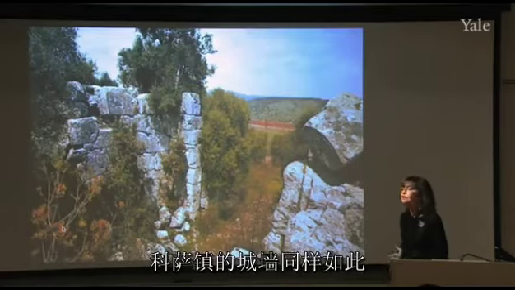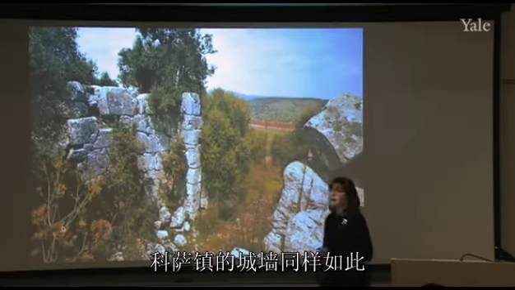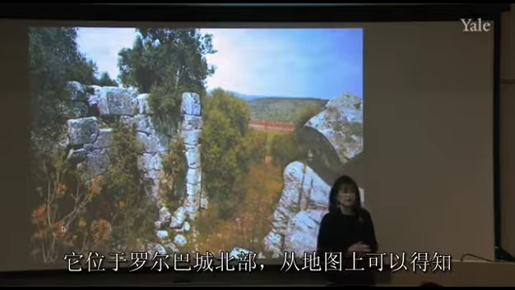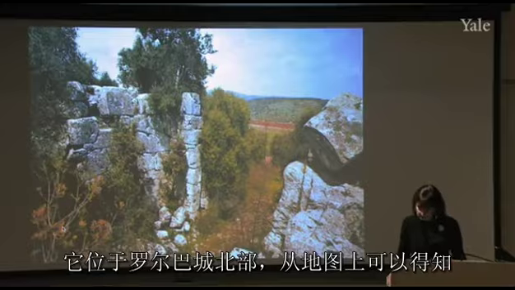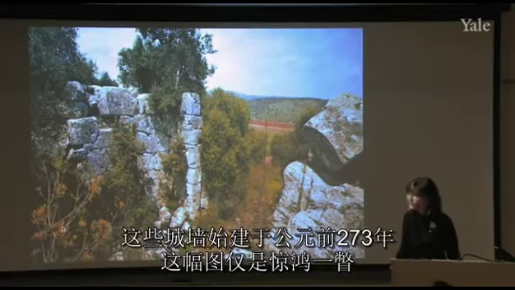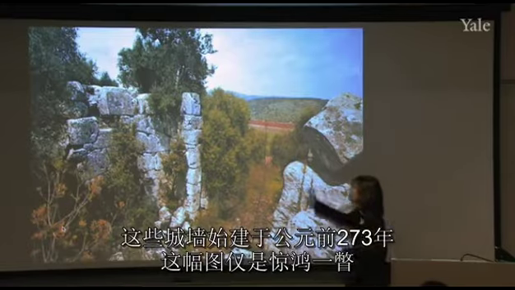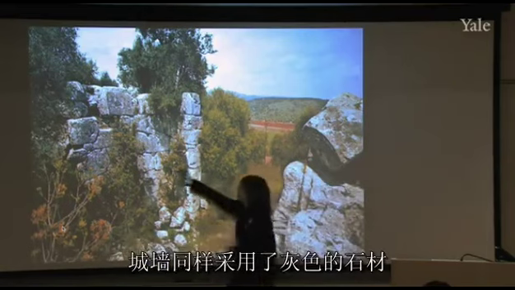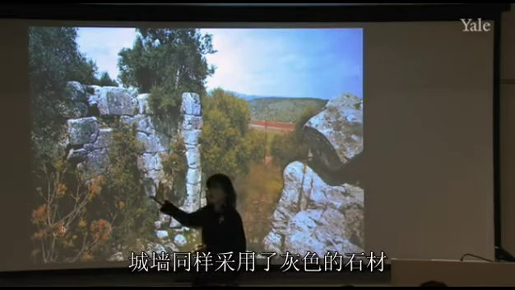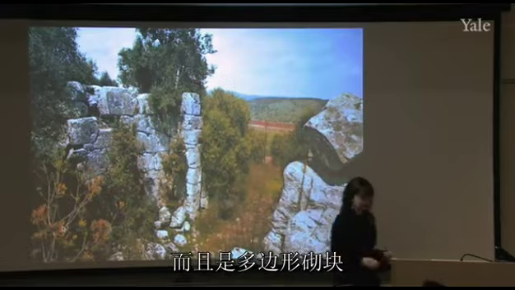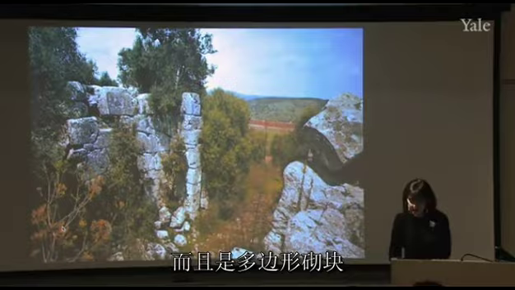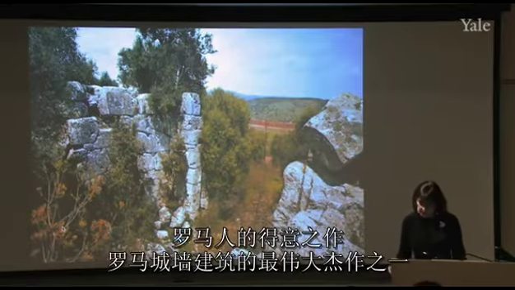And we see the same use of polygonal masonry at the town of Cosa, which is north of Norba, as you'll remember from the custom map. The town of Cosa, the walls date to 273 BC at Cosa, and you see glimpses of them here. And I think you can see once again a grayish stone used for these walls, and you can see that the construction is once again polygonal masonry.